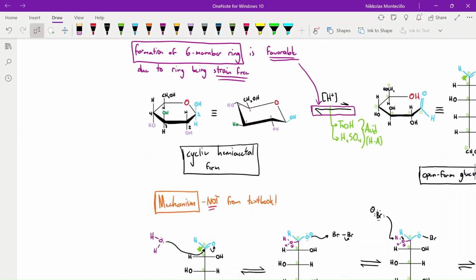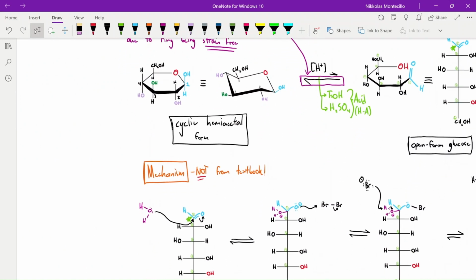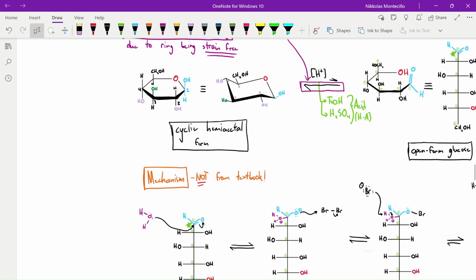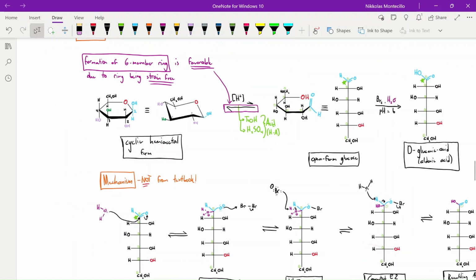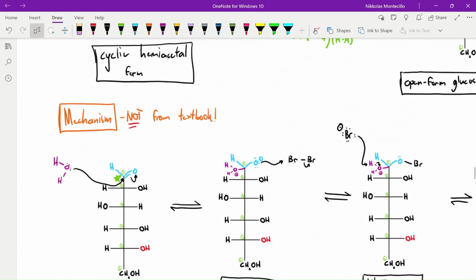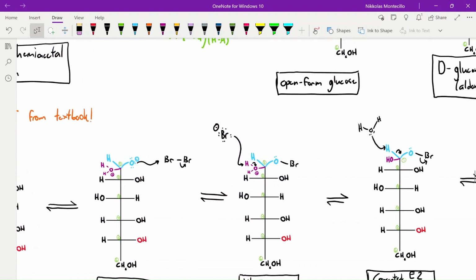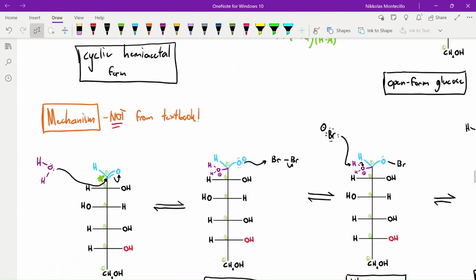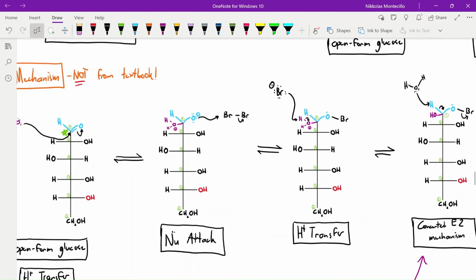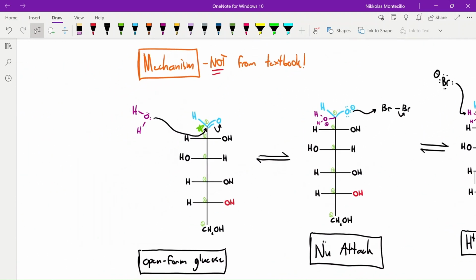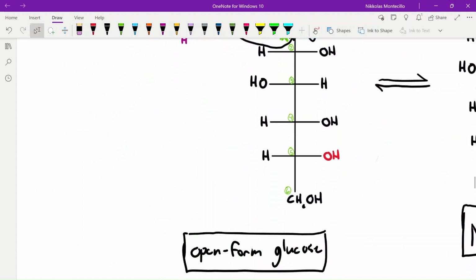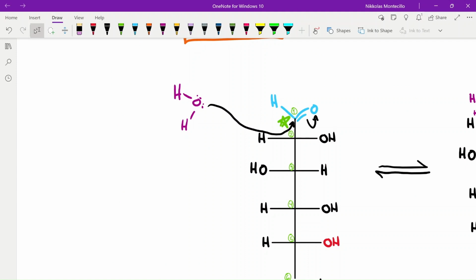Now, let's move on to the mechanism. Just a disclaimer that the mechanism here is not actually from the textbook. This is from a different source. I'm not sure if this source can be verified or accurate, but I'll post the source here on this video later if you guys are interested in checking it out. But essentially here, the mechanism starts with a proton transfer, because the pH is buffered to 6, right? So there's an increased concentration of hydrogen ions.